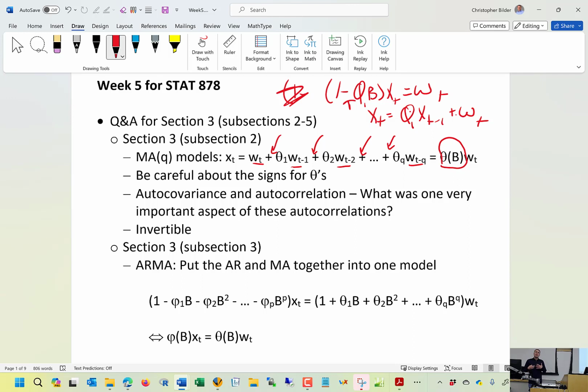That's a very important aspect because, as you are starting to see now with these moving average models and also autoregressive and then ARMA models, we are going to use the characteristics of the ACF to help us choose an appropriate model for our data. We also talked about the concept of invertibility. That basically just means that you can simply rewrite the moving average model as an infinite order autoregressive model.